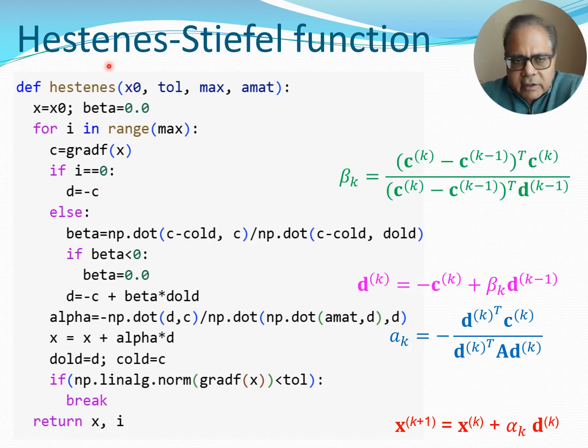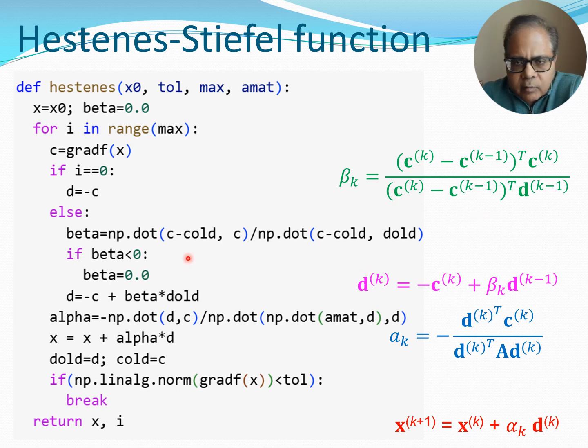Finally, I have the Hestenes-Stiefel function. Here, the main difference is again going to be in the beta calculation. So you see this formula in green is given here, which I have written out here. Here you have the dot product of c minus c old, which is given here, and c here. And in the denominator, you have the dot product of c minus c old and d old. So these are all vectors which are present with us.